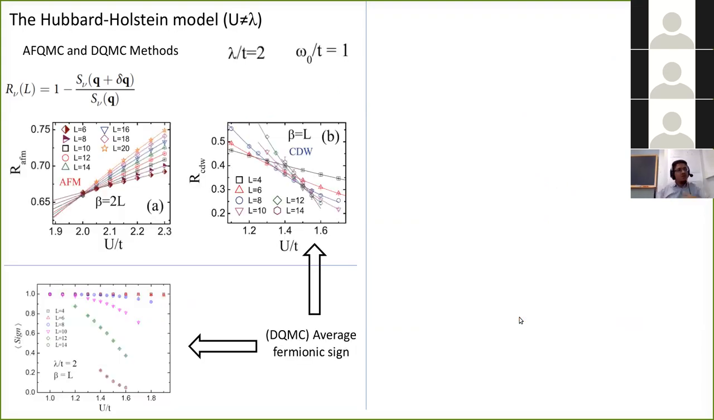Okay, so repeating the same analysis of the correlation ratio for different values of lambda and U, we can get the phase diagram. And here, for instance, now for the GQMC, we have a sign problem, and you can see the average sign starts to become very bad when we have large lattice size, but not so bad until 12 by 12. It's not that small a lattice.